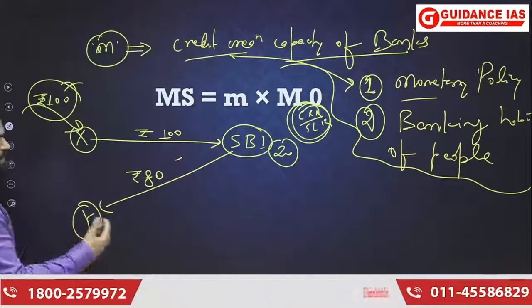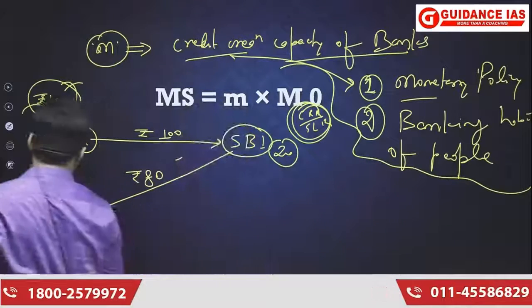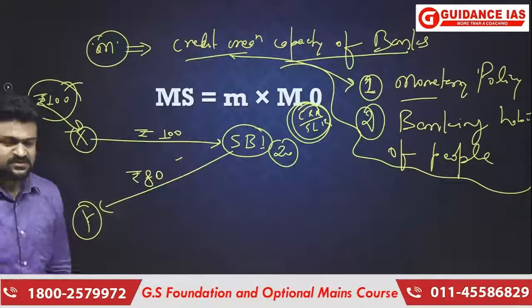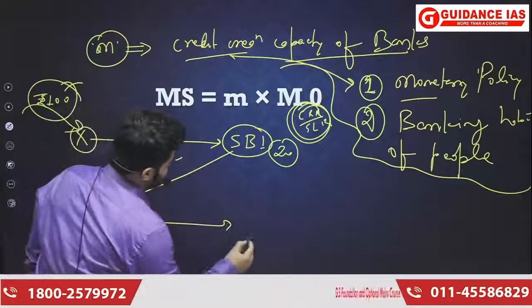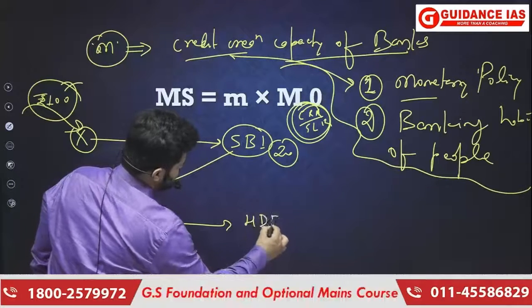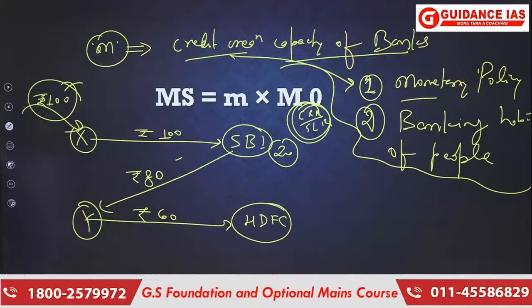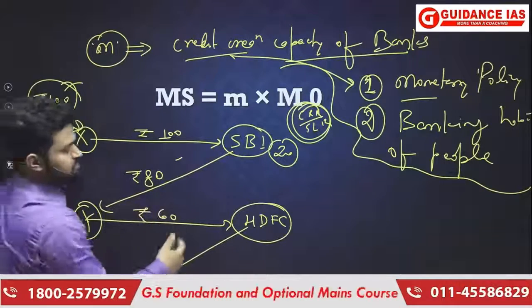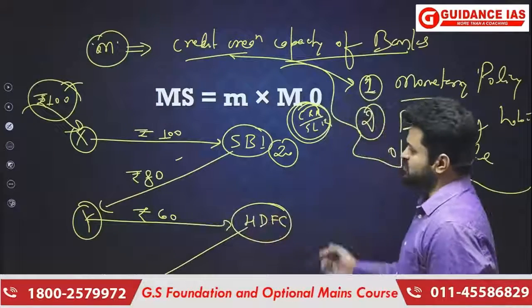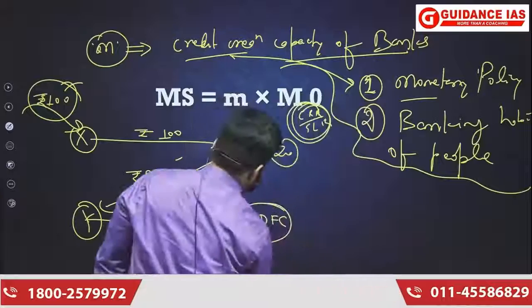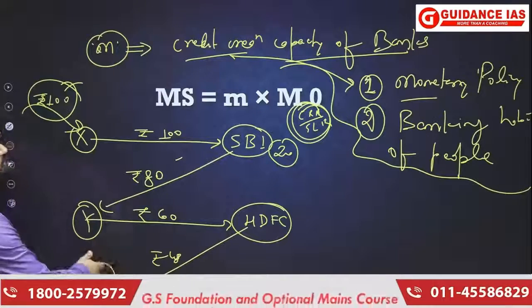Now, Mr. Y again can put it under his pillow, or will do certain business, will do certain other transactions. Say, for example, he spent 20 rupees in certain transactions, and with the rest of 60 rupees, he maintained that in other bank, that is SDFC. Okay, getting it? Similarly, SDFC will keep aside 20% of 60 rupees to meet these statutory requirements. That is 20% of 60 would be 12, and then can go on giving 48 rupees to person Z, and person Z can go on doing the same thing.